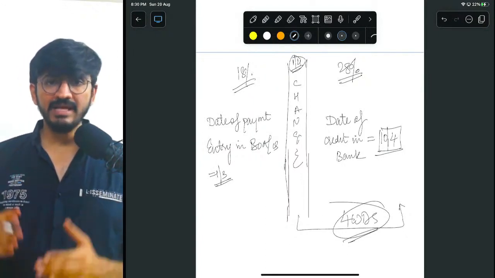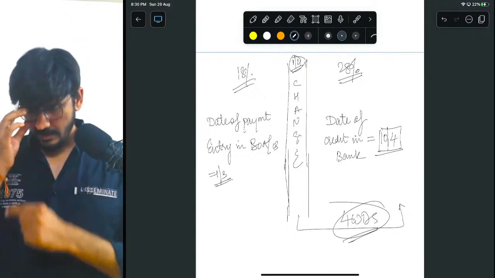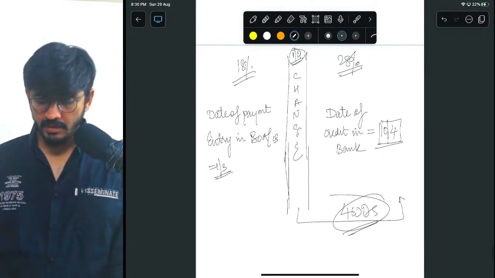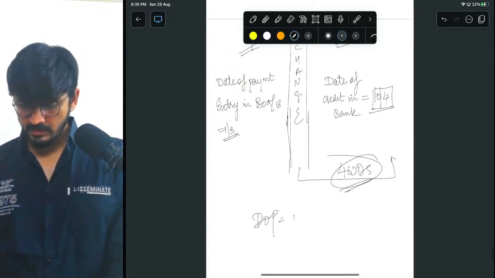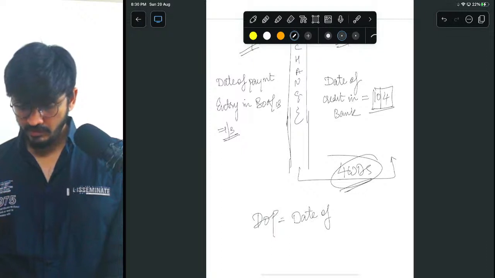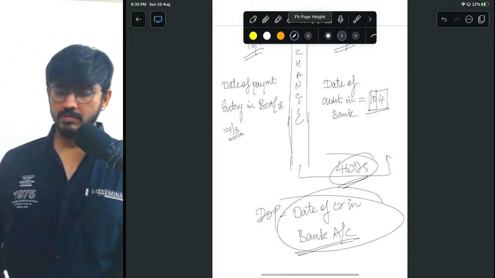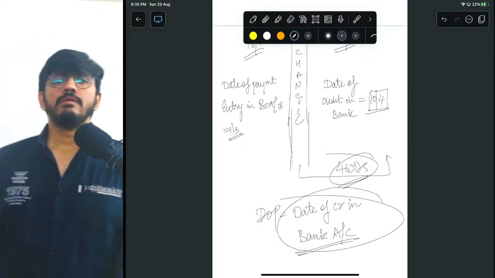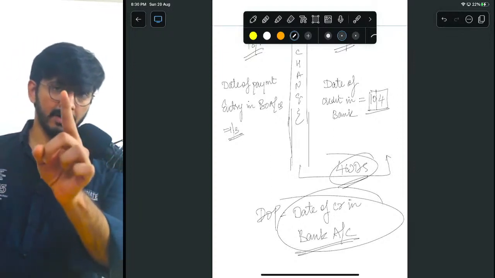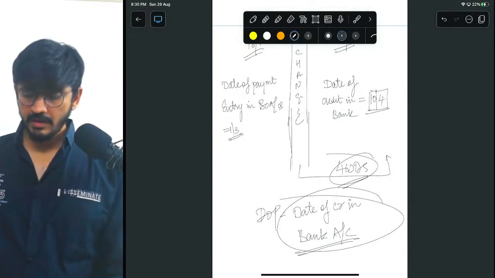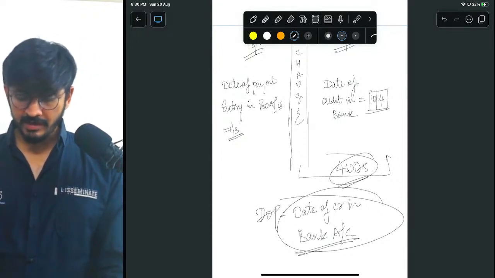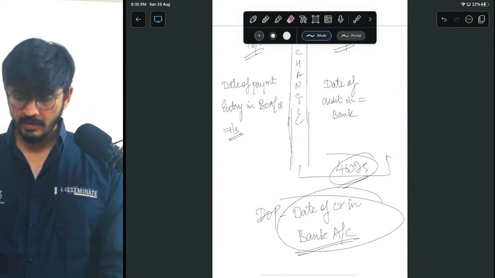Then in that case, please understand that the date of payment will be considered as the date of credit in the bank account. Got it? Okay. But let's say, for example, the date of credit in the bank account would have been 2/4.